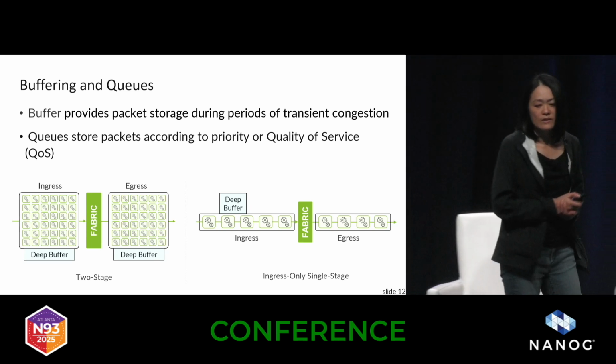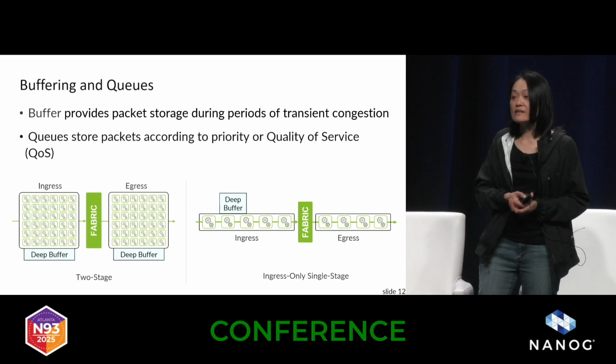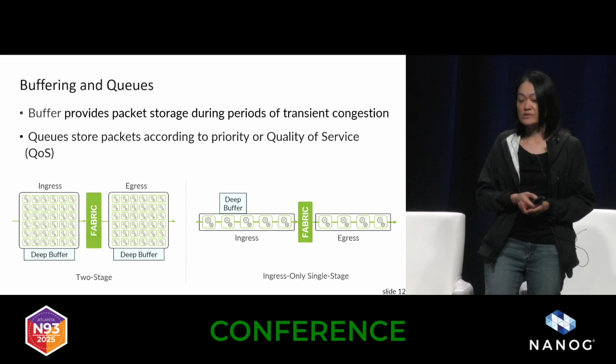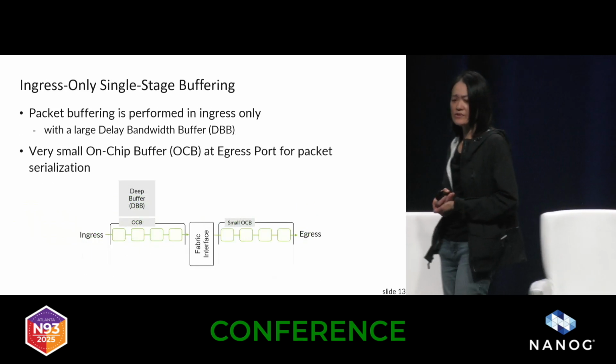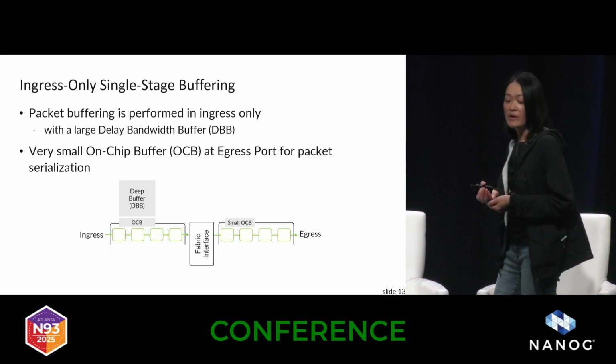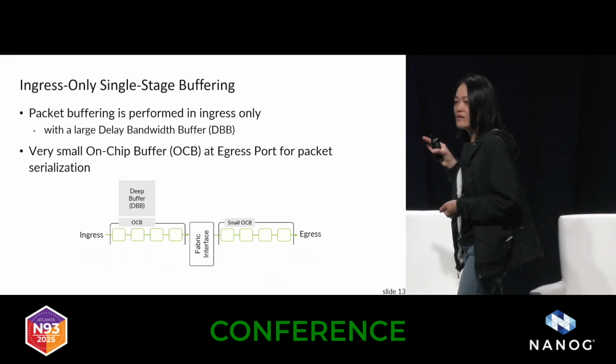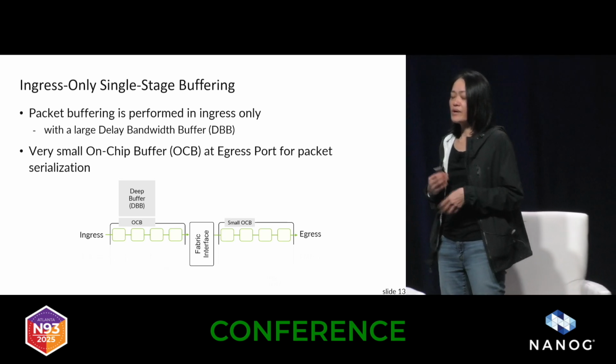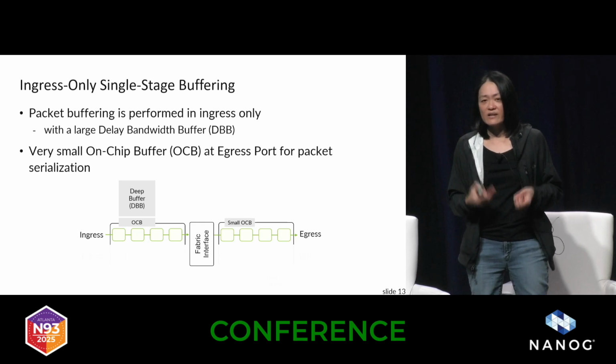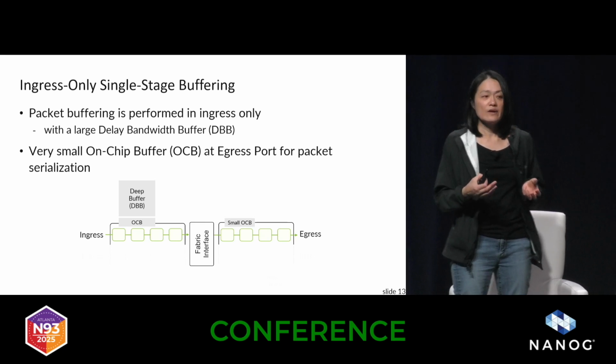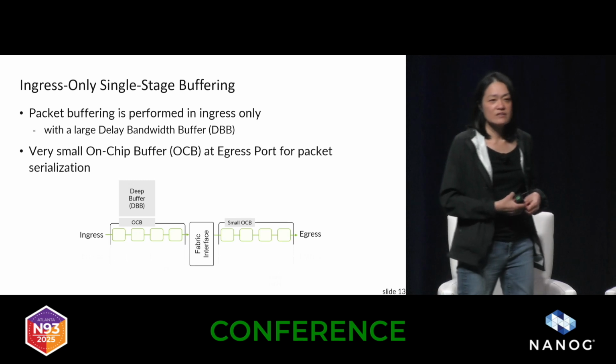So let's take a look more closely at the single-stage option. In this option, we have a buffer on ingress, and we have a small buffer on egress, but it's nowhere near large enough to do any kind of QoS. So it's really just there to have packets on deck on the egress to be sent out.